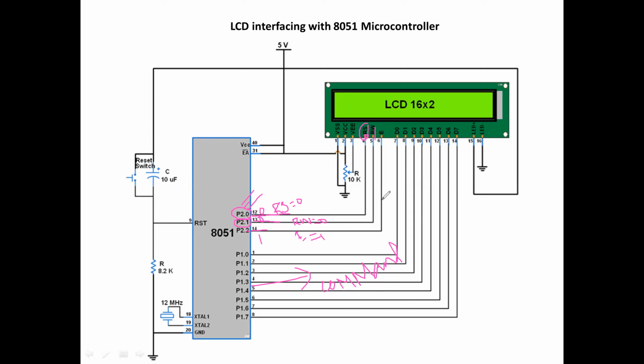If I want to send data, then here I should change it for data. This particular pin should be set to 1. So this particular port I can program by setting 1. That's it. If you understand this, the program will be easy to understand. If you want to send the command, put RS equal to 0. If you want to send the data, put RS equal to 1, so that whatever data you send will be displayed on the LCD.